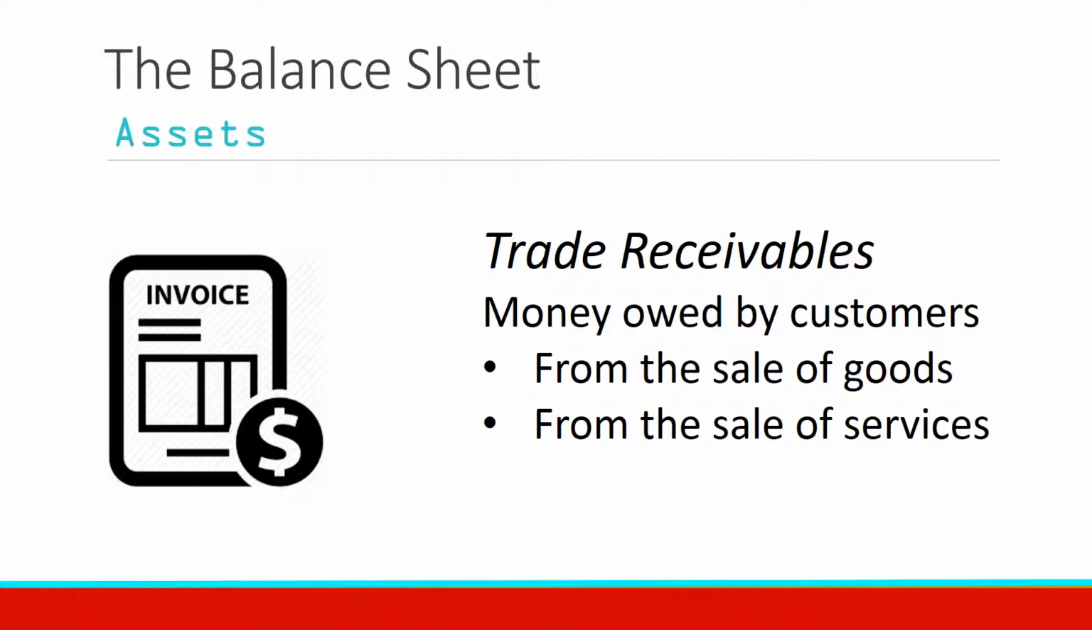Within accounts receivable, there are several types of receivables. A very common type are trade receivables. These are receivables arising out of the normal everyday business or trade. So trade receivables is money owed by customers. They arise generally from two different types of activity. One is the sale of goods, and the other is the sale of services.